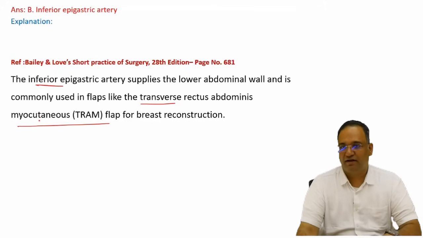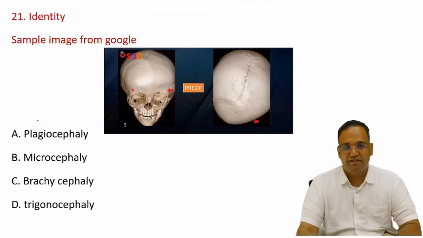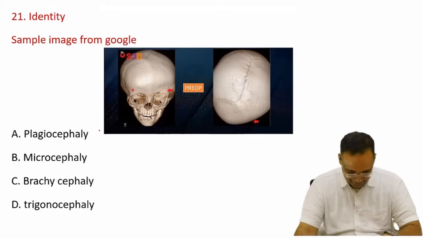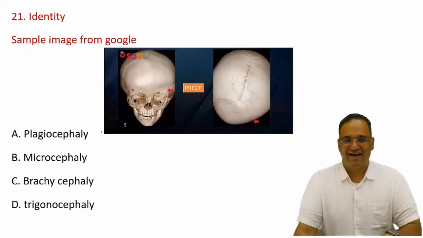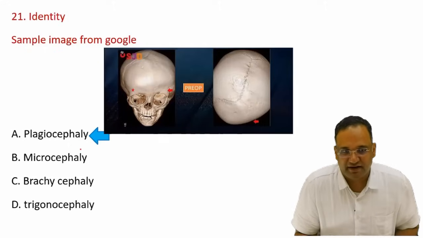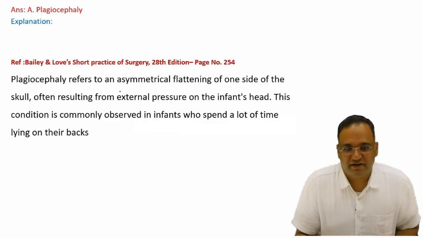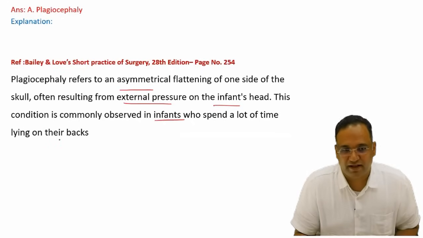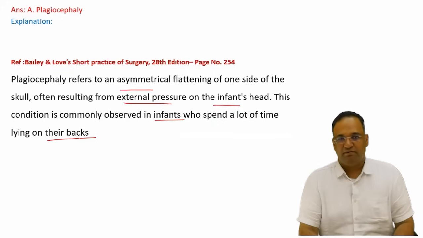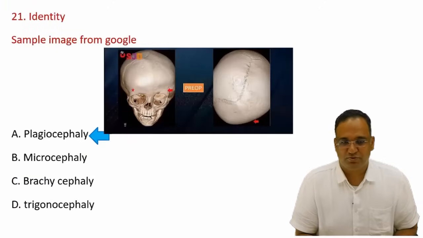It is also an option here. Identify the image shown here. It's a sample image collected from Google. If suppose it was the same image given in your exam, then say yes. If the same image is there, what is the abnormality and what is it called? The right answer is plagiocephaly. Plagiocephaly refers to asymmetrical flattening on one side of the skull, often resulting from external pressure on the infant's head. This condition is commonly observed in infants who spend a lot of time lying on their back. Okay, so it's called plagiocephaly. If the same image was given, this is the answer.